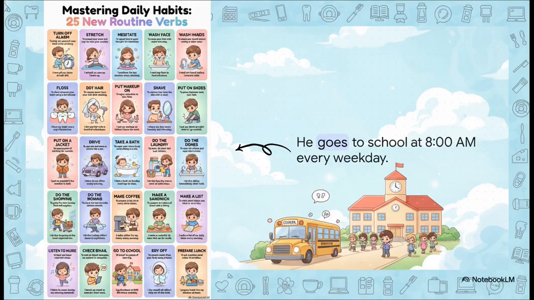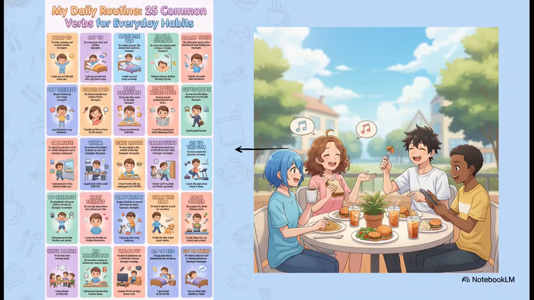Notice how we say he goes to school, not he go. That's our grammar rule right there in action. At lunchtime, it's he has lunch, not he have lunch. There's that special verb form again. And it looks like he's not just eating, he's also having a good time with his friends.